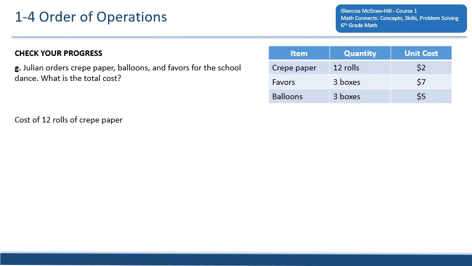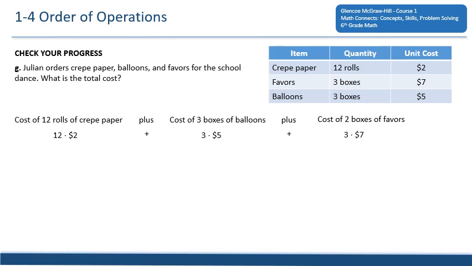So the cost of 12 rolls of crepe paper is 12 times 2, plus the cost of 3 boxes of balloons is 3 times 5, plus the cost of 3 boxes of favors is 3 times 7. So we'll condense the expression so that we can do the math a little easier.